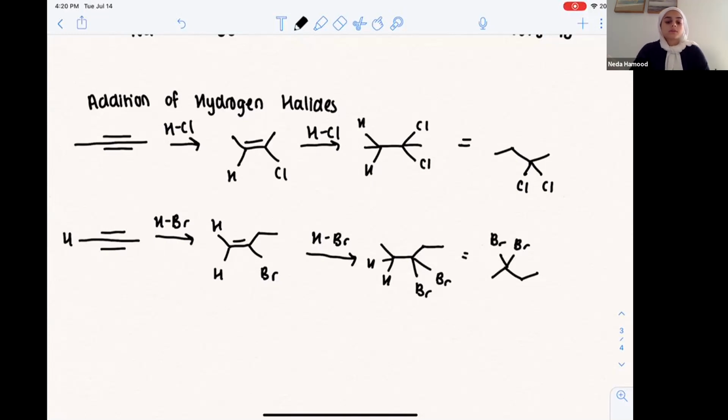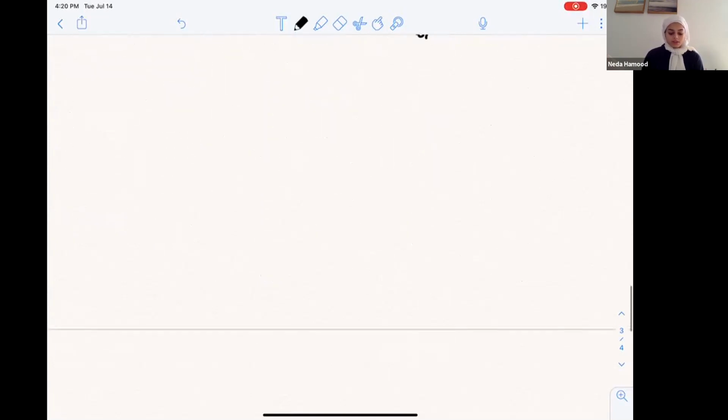So pretty cool. If you were only to add one equivalent, then this would be your product over there. So just pay attention to that. The book has the mechanisms, so those might be helpful. And then we have additions of halogens, and that's when you form that bridged bromonium ion. It looks like an epoxide, and you have to open it like an epoxide. I'll let you guys look at the book for that mechanism, but just as the basic mechanism.